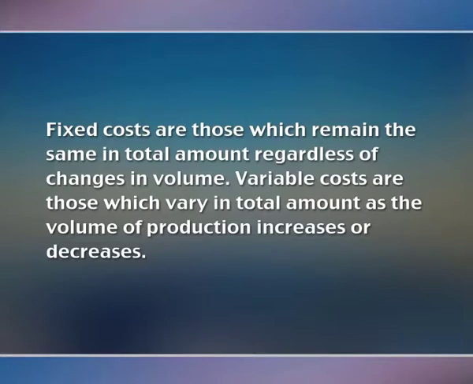Hello friends, we are going to discuss break-even analysis. The cost of a product consists of two items, fixed cost and variable cost. Fixed costs are those which remain the same in total amount regardless of changes in volume. Variable costs are those which vary in total amount as the volume of production increases or decreases. As a result, at different levels of activity, the cost structure of a firm changes.